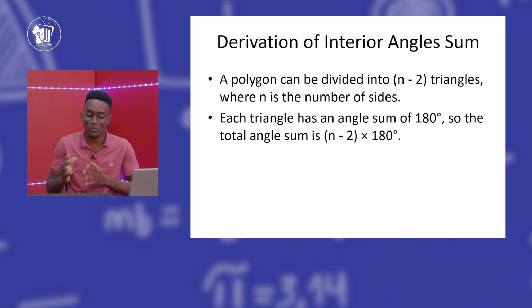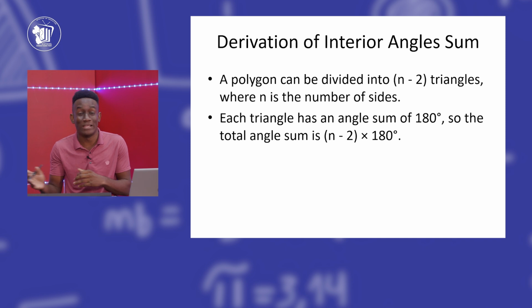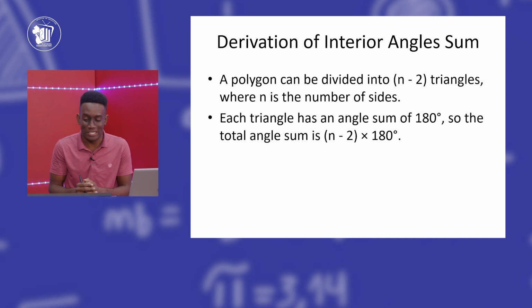So we saw that we arrived at this formula by dividing the polygon into triangles, n minus 2 triangles, where n is the number of sides. Based on the number of sides that we had, we subtract 2 from that and we should get that amount of triangles. And each triangle has a sum of 180 degrees in terms of its interior angles. So the total angle sum would be n minus 2 multiplied by 180 degrees. So let's use this knowledge now to answer a few questions.